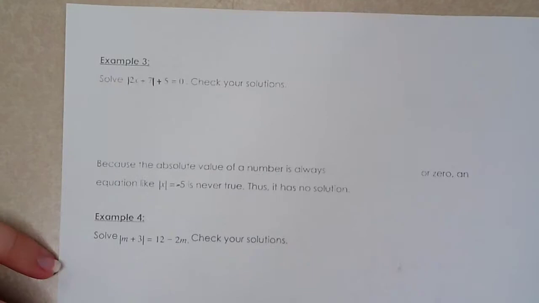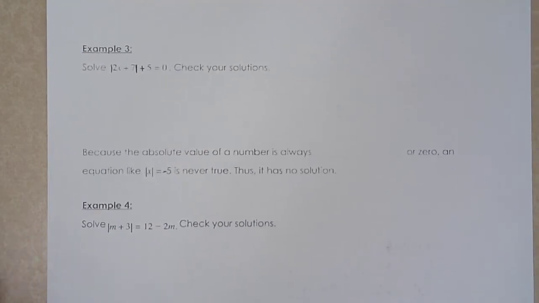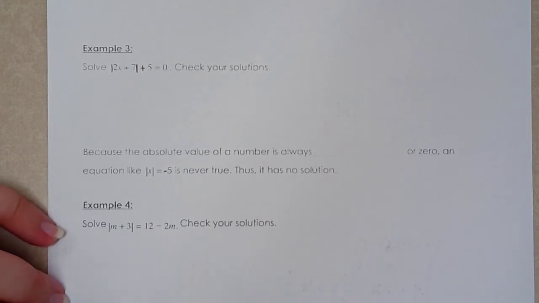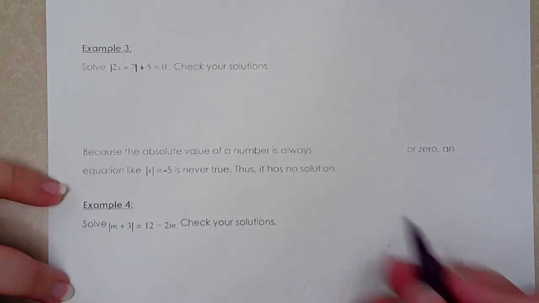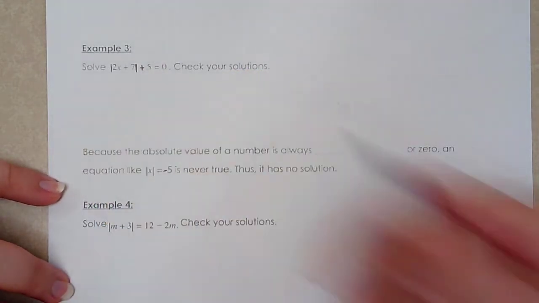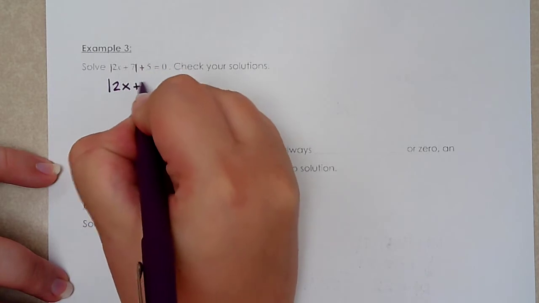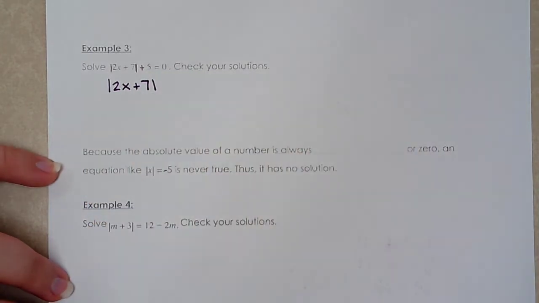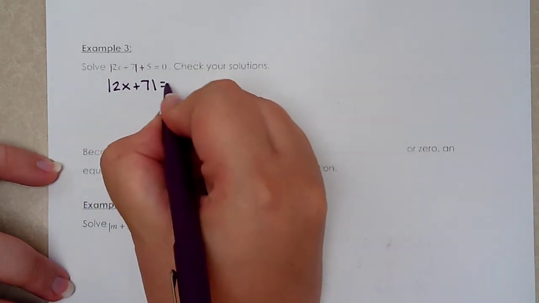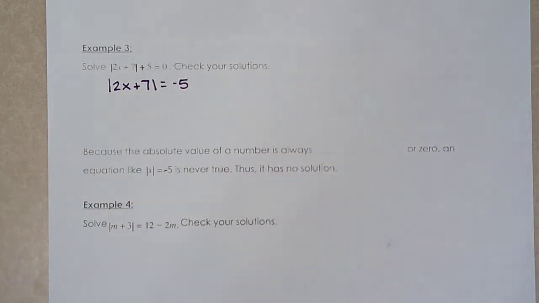But remember how I said they're tricky, and this is why. This problem says solve the absolute value of 2x plus 7 plus 5 equals 0. So like I said before, we want to isolate that absolute value and then eliminate it by creating two new equations. So I'm going to isolate it right away by moving that 5 to the other side. When I do this, I get the absolute value of 2x plus 7 equals negative 5.